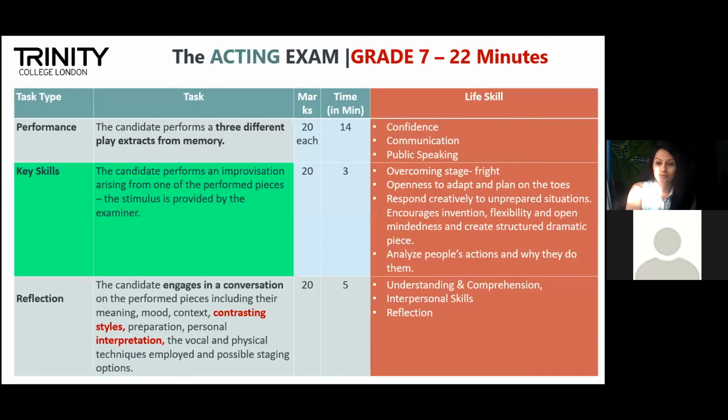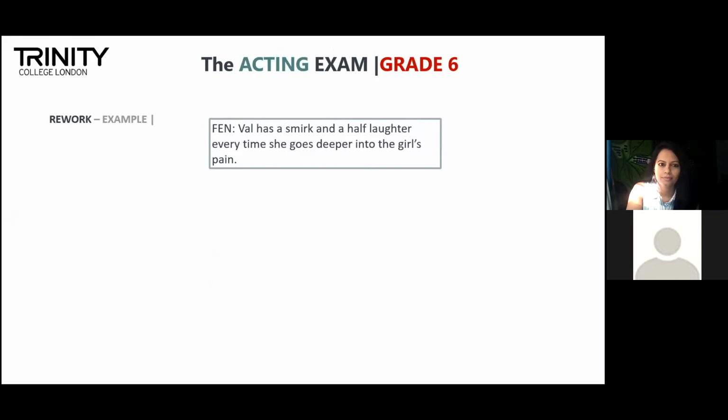Grade 7. Soumya, sorry, I'm just going to quickly jump in with a question from Nishi, which she asks, I'm a little confused about the performance, that's task 1, and then the rework in task 2. Does the piece in the text remain the same?